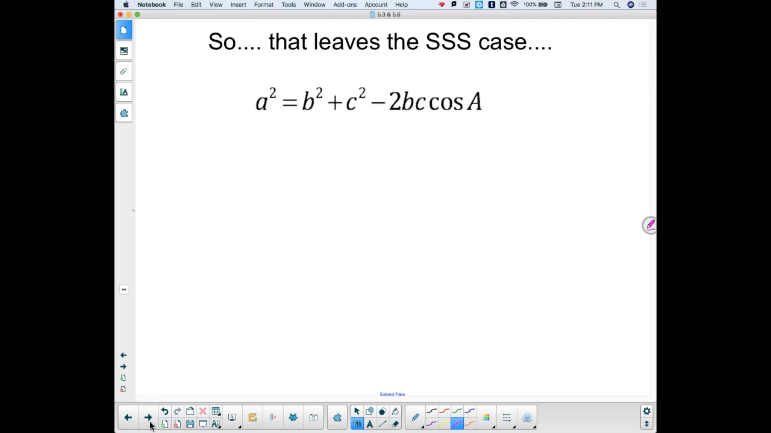When we are presented with a side, side, side problem, what we need to do is find 3 angles. Well, we can algebraically adjust the law of cosines to solve for an angle, so we don't have to do it multiple times. So the very first thing that I would do is subtract b squared and c squared from both sides.